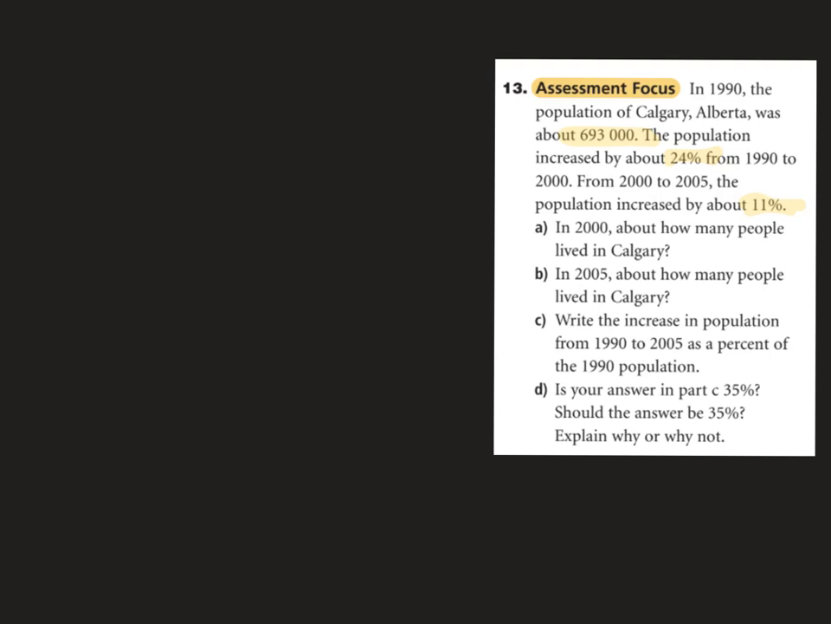So what we want to do is look at 1990, and you know I like to list stuff out, right? So 1990, we know it's 693,000. Population increased by 24%. So this isn't asking how much of a percentage increase it is. It's just saying that it's increased by that amount. So we need to know what 24% of 693,000 is.